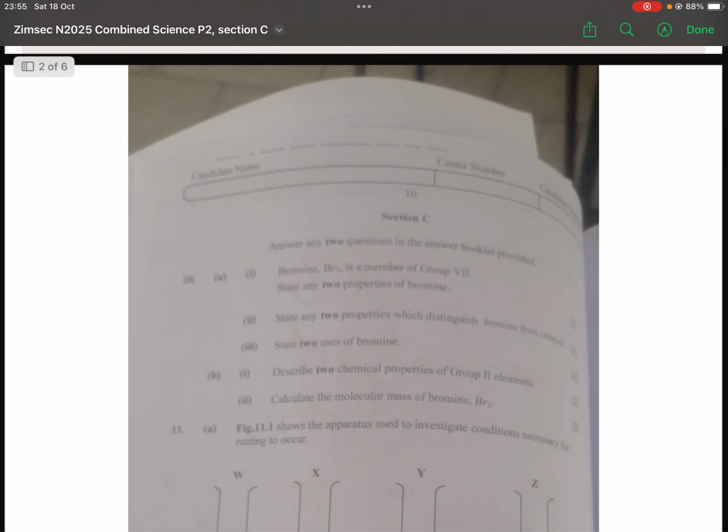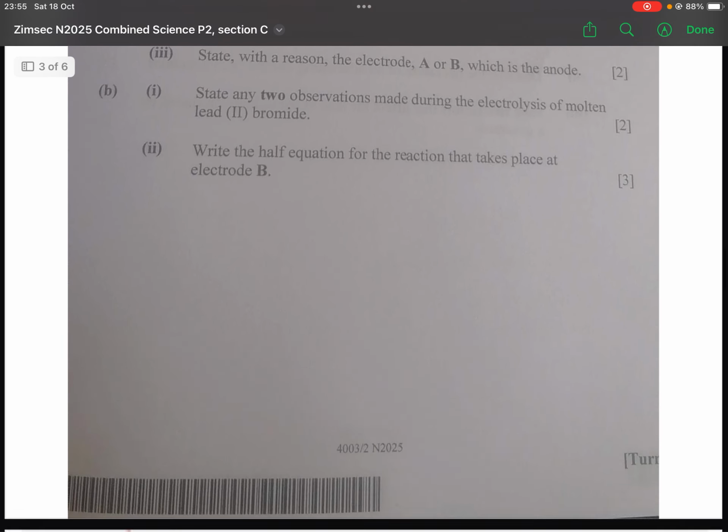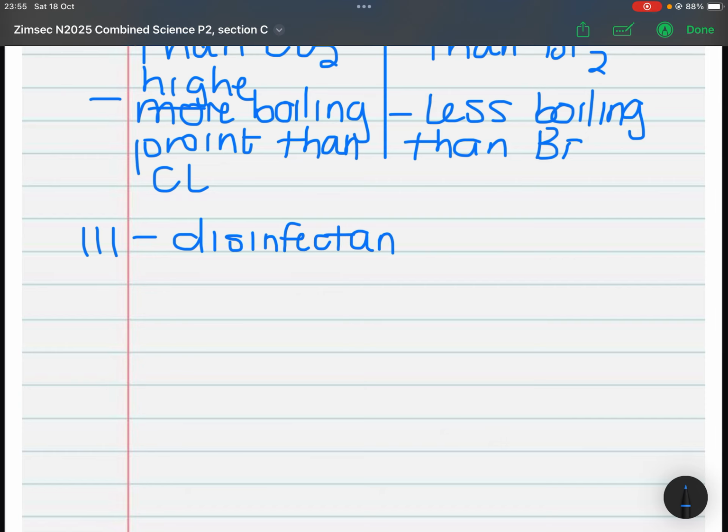In the next question, we are required to state any two uses of bromine. This is now part 3. Bromine is used as a disinfectant. When we are explaining this use, we say it is used as a disinfectant and also sanitizer in swimming pools, right? And also it is used as a pesticide.